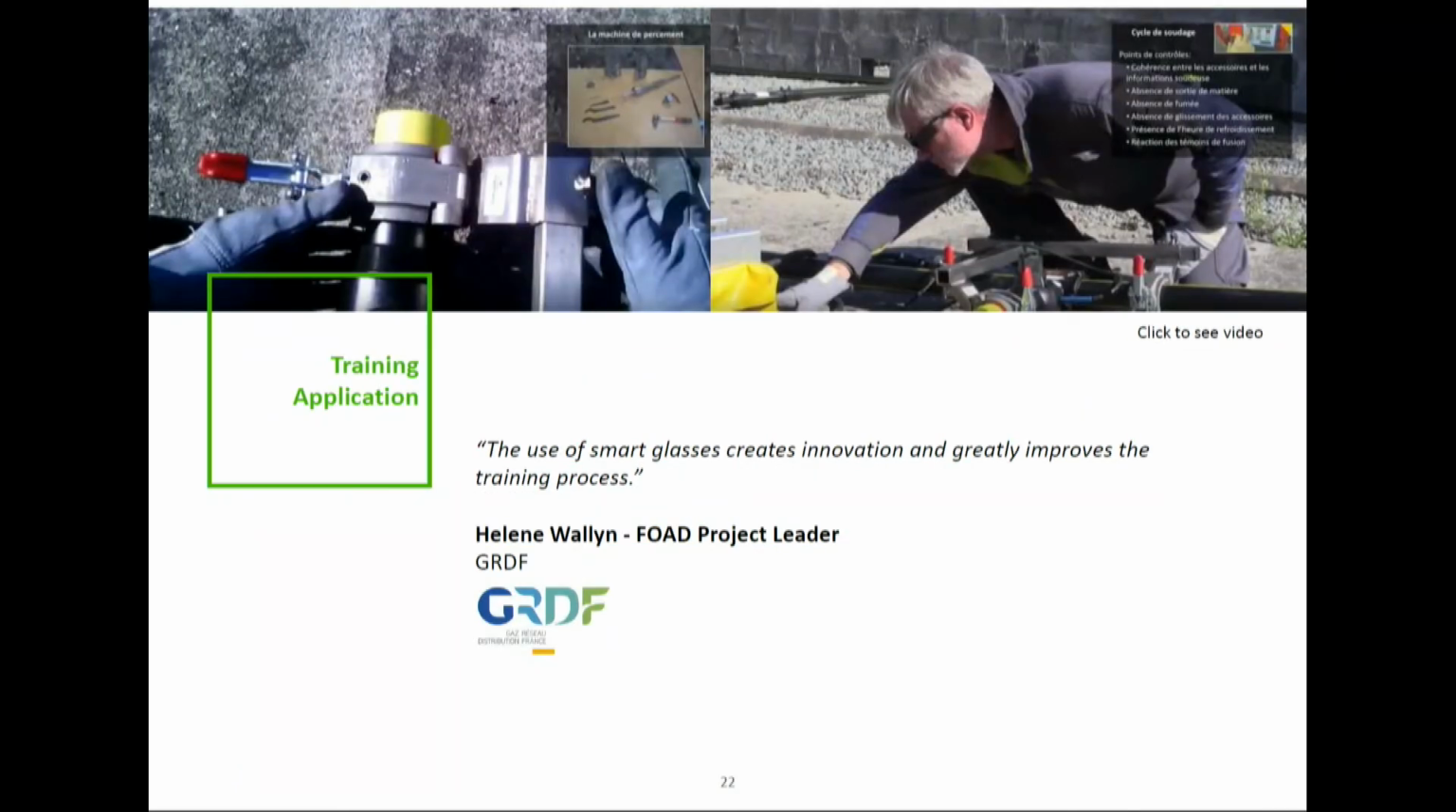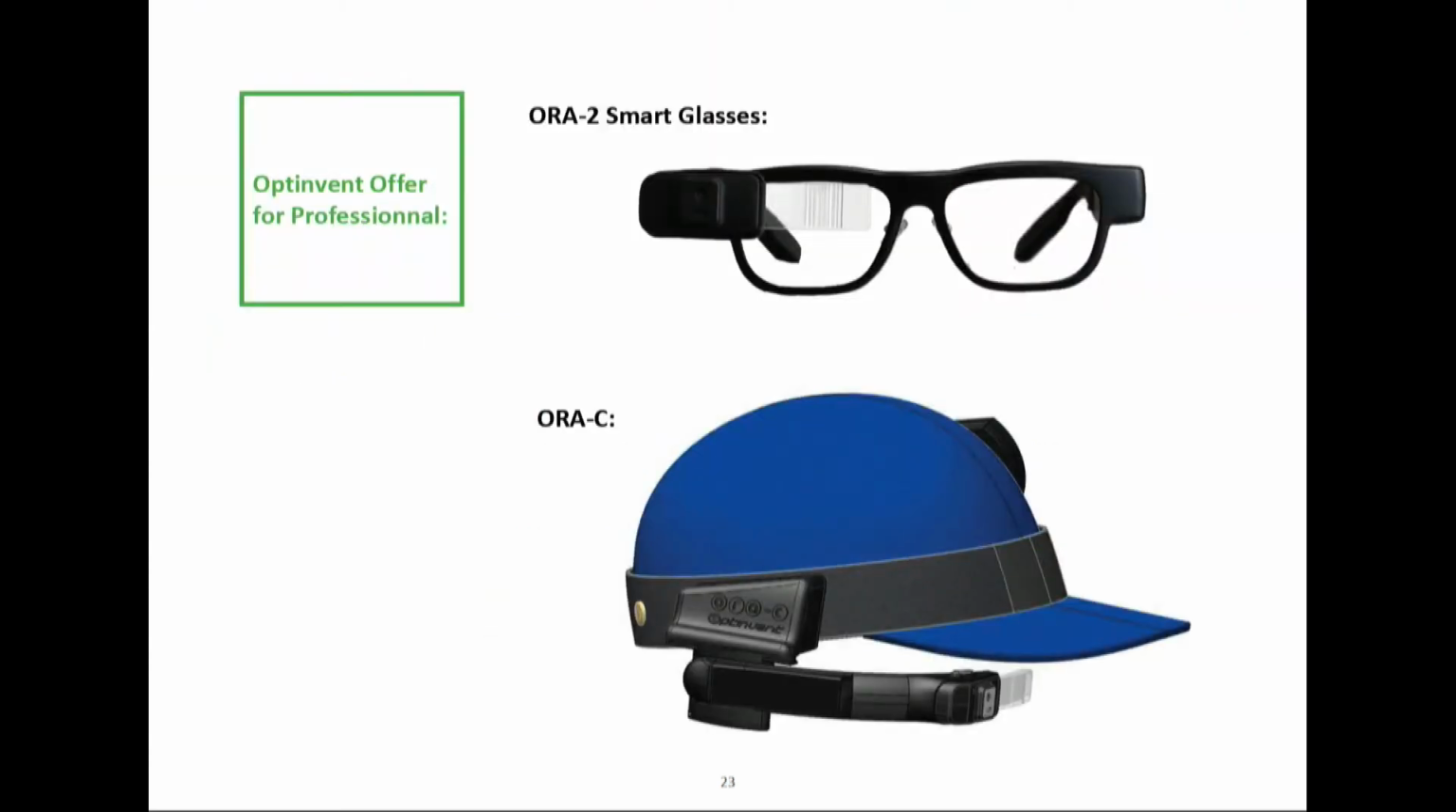Another example is in training for industry. This company is distributing gas, so they have to train operators how to assemble 2 tubes of gas. When the operator is assembling this, he has information here to tell him what he has to do. And when he finishes, you can record what he did, and the trainer can explain what he did well or badly.